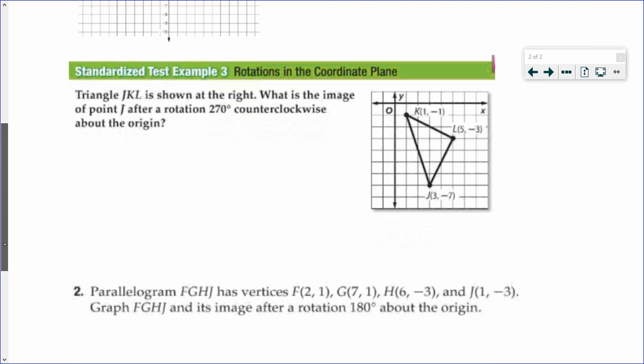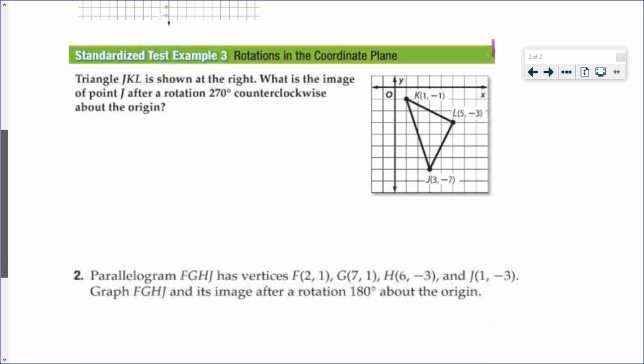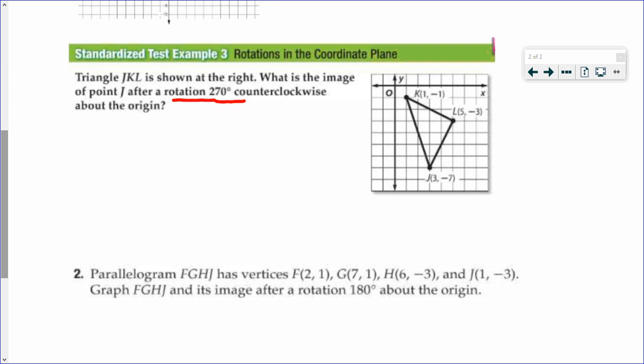All right. So rotations in the coordinate plane. Triangle JKL is shown. What is the image of point J after a rotation 270 degrees counterclockwise about the origin? So, again, we've got a rotation of 270 degrees. What's our rule for 270 degrees?